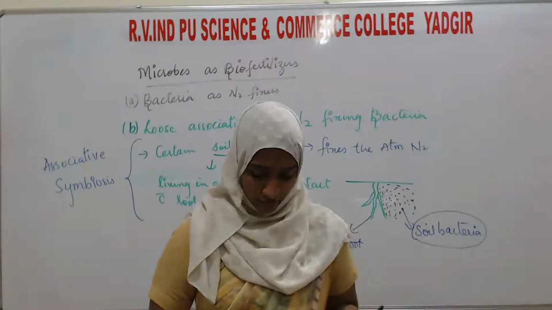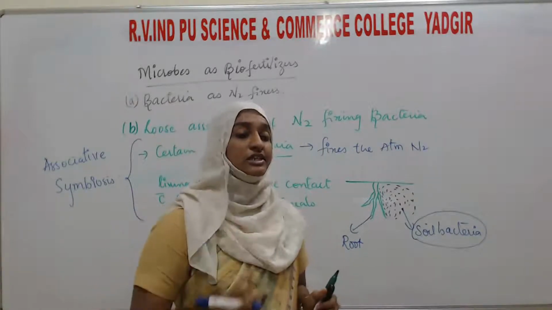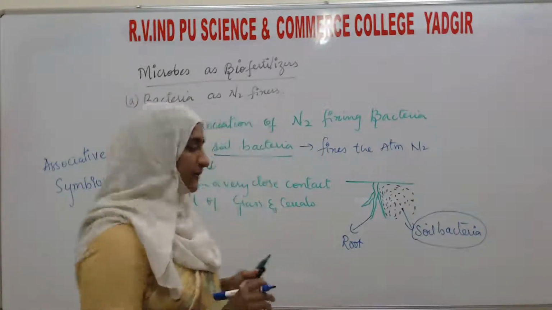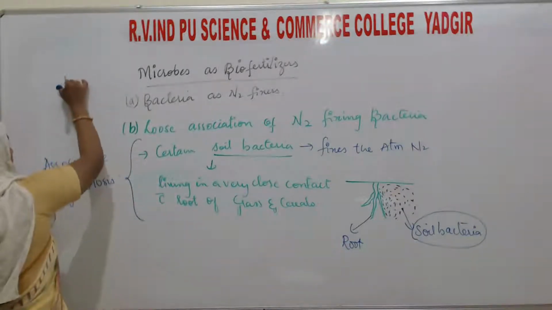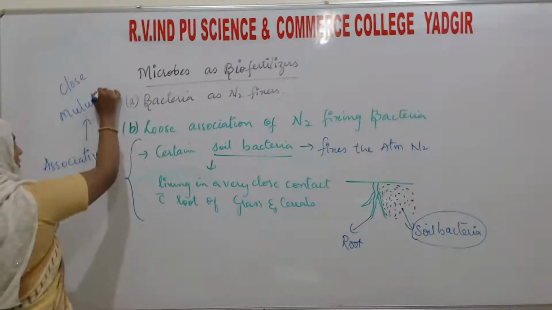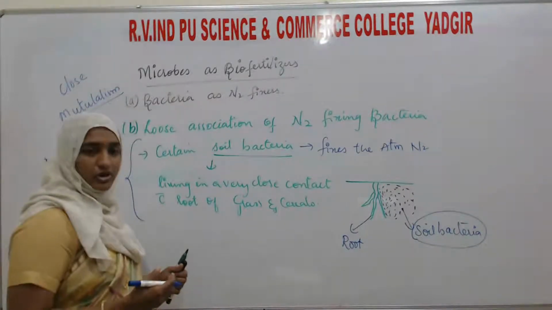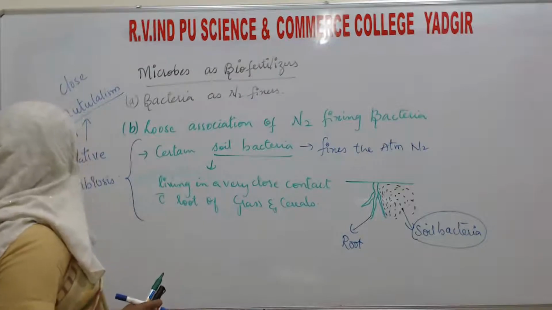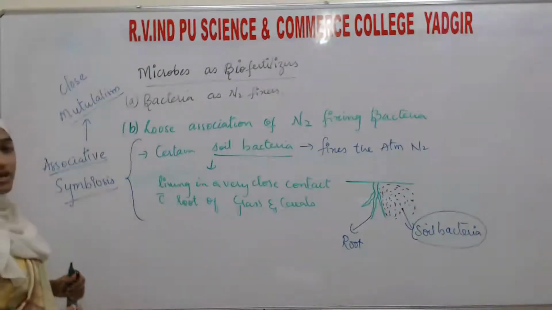They are living in very close contact and they are beneficial to each other. That is what we call a close mutualism. Mutualism means that both the organisms are beneficial to each other. Close mutualism is also known as associative symbiosis.